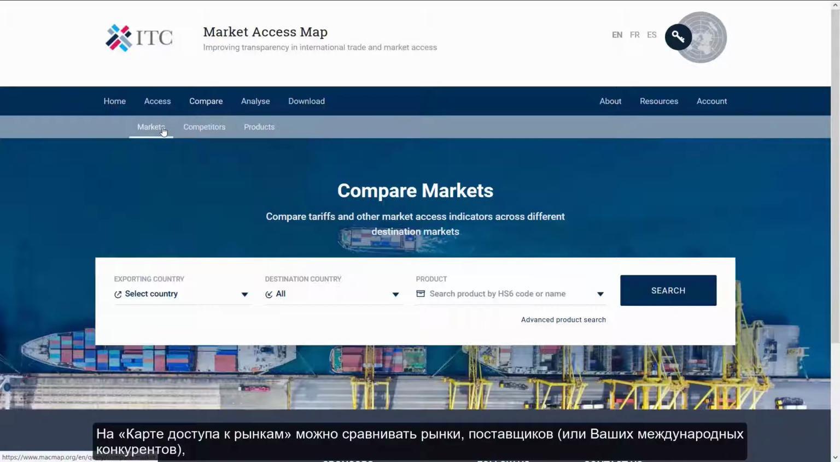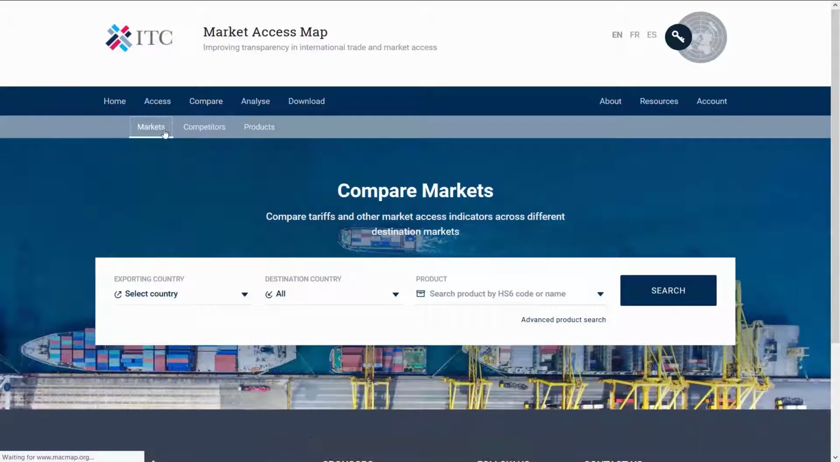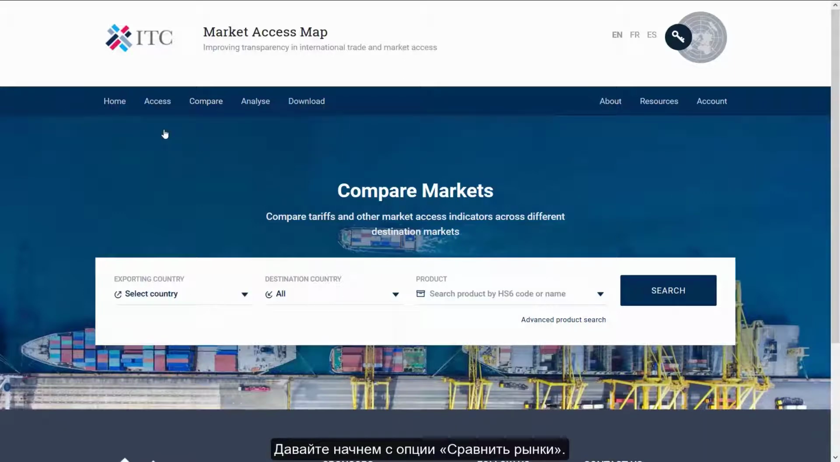In Market Access Map, you can compare markets, suppliers or your international competitors, and products in a strategic way using market access and other trade-related indicators. Let's start with compare markets.